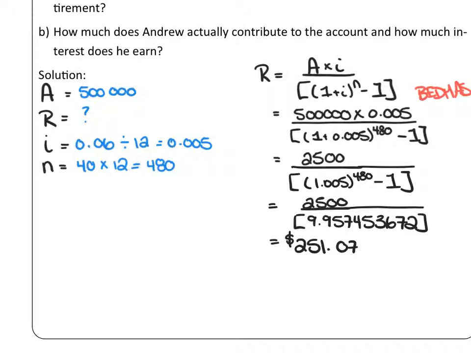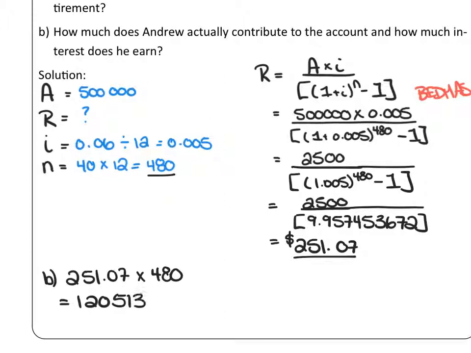B says, how much does Andrew actually contribute to the account? So B, if he makes a deposit of $251.07 and he does it 480 times, let's calculate how much he actually deposits. 251.07 times 480 means he deposits $120,513.60. That's how much he actually puts into the account.